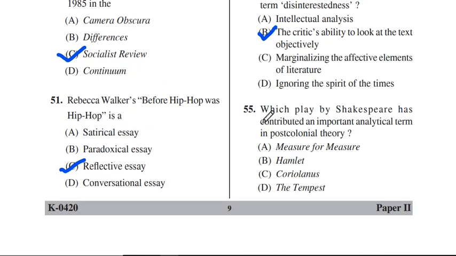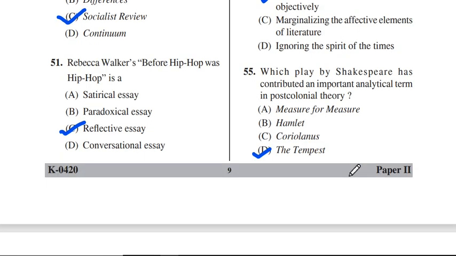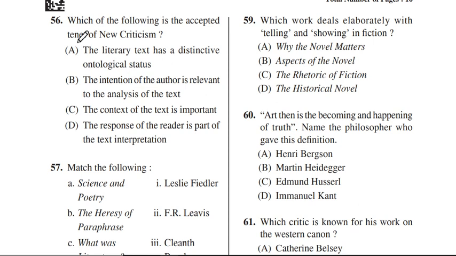Next, 55. Which play by Shakespeare has contributed an important analytical term in post-colonial theory? The Tempest. The next one, 56. Which of the following is the accepted tenet of New Criticism? The literary text has a distinctive ontological status.